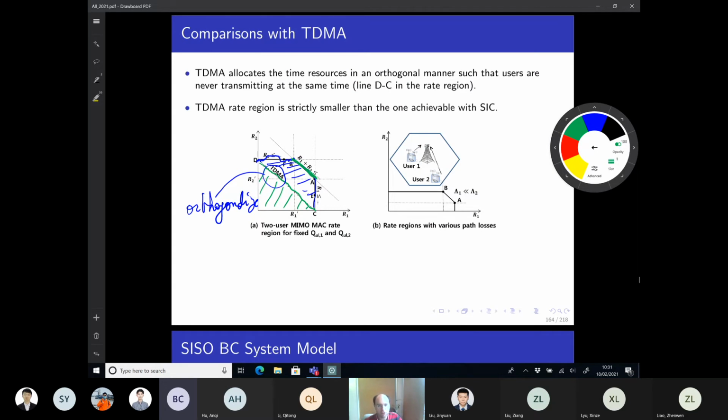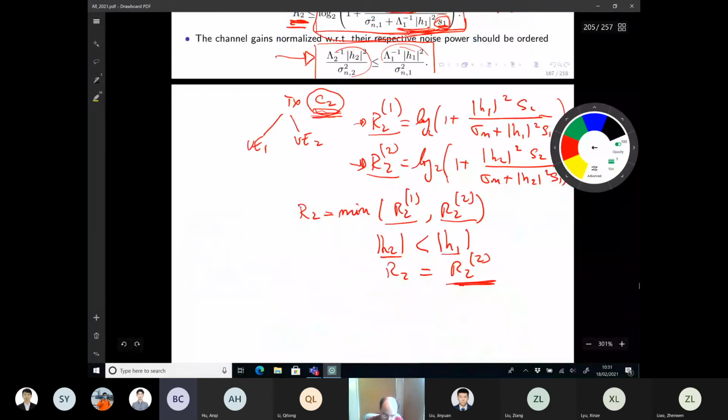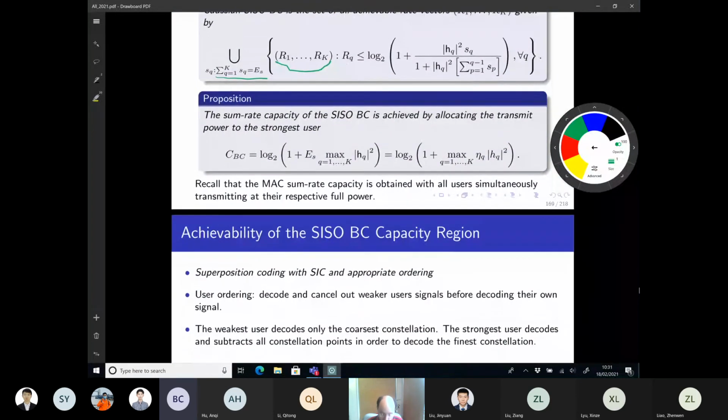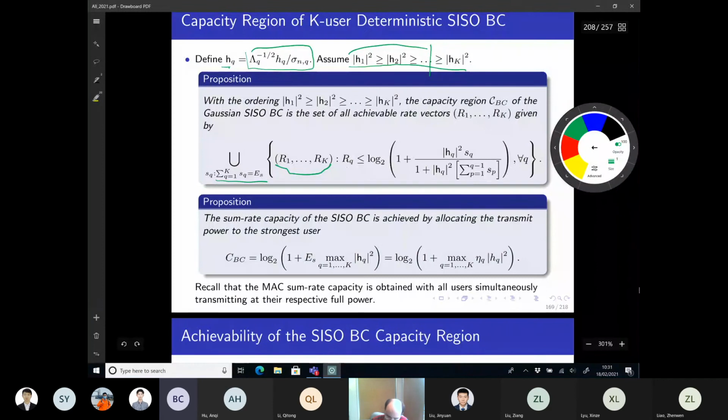So you can achieve the sum rate capacity by having all those users transmitting at the same time. If you look at the sum rate capacity point when you have the downlink, so the broadcast channel, it's obtained by allocating the transmit power only to one user, the strongest one. So the sum rate capacity will be log2(1 + Es times the maximum among all those K users' channel gains). So if user 1 is the strongest one, this will be equal to H1.